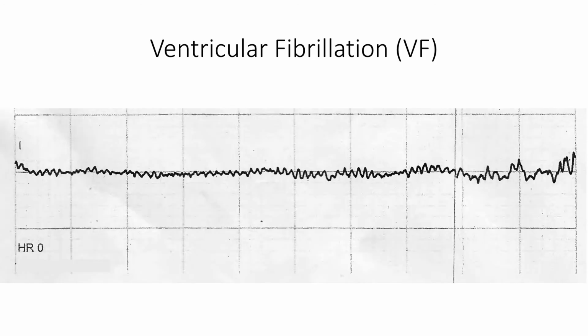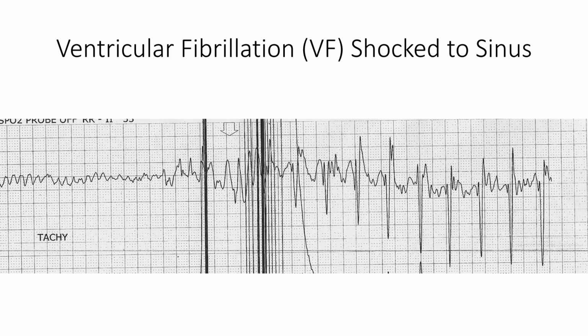Here's the same patient who progressed to fine ventricular fibrillation. Notice how the low voltage rapid waveforms essentially represent no coordinated cardiac activity. And then here's an ECG strip of the patient being shocked. You can see that on the left there's ventricular fibrillation, and then you see an arrow and a black line representing the electrical shock. And then after this you see that the patient returns to a sinus rhythm on the right.